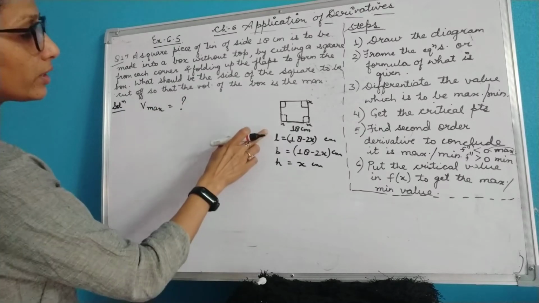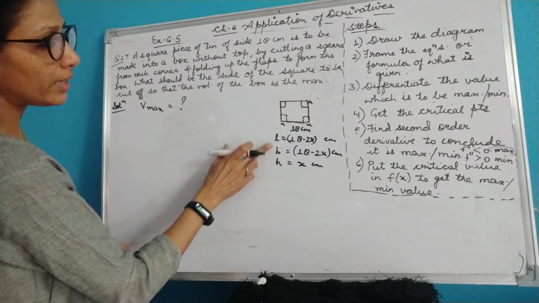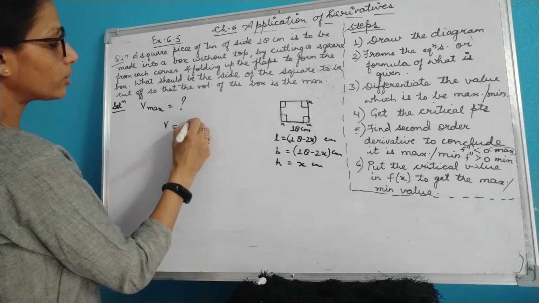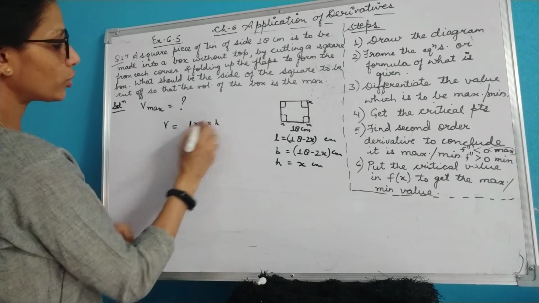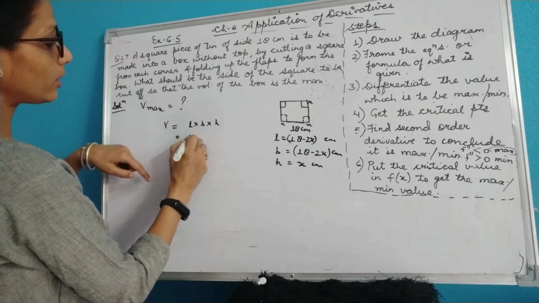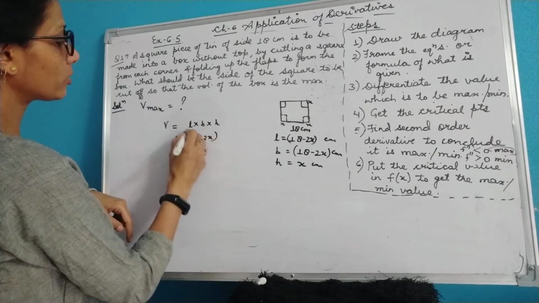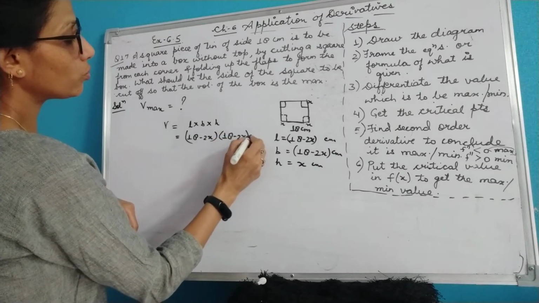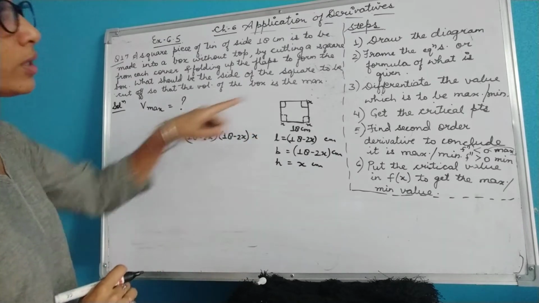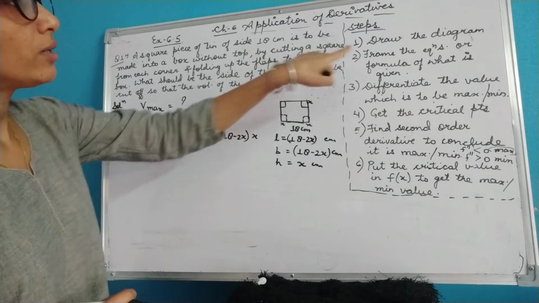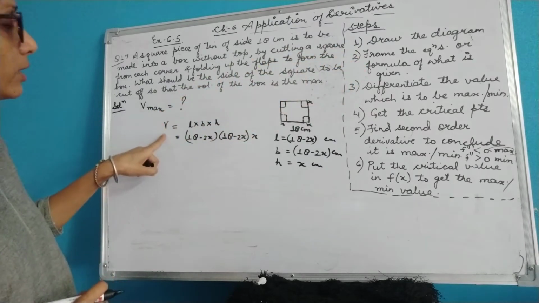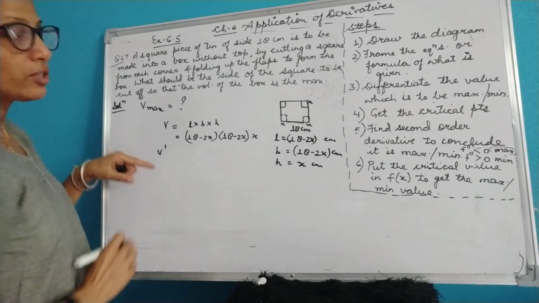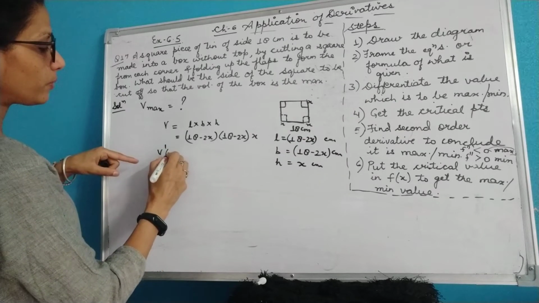Okay. So here I know my length, breadth and height. So I know volume equals L into B into H. So I can put all these values: 18 minus 2x into 18 minus 2x into x. So this is my volume. Draw the diagram, this we have done. Frame the equation of formula, yes, we have framed. Now differentiate it. So we'll be differentiating this volume with respect to x.